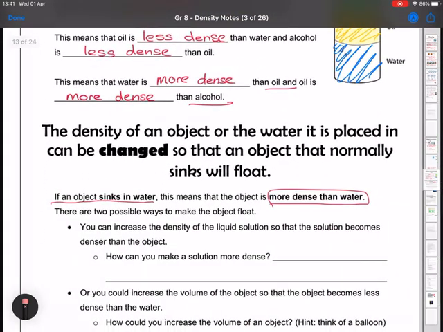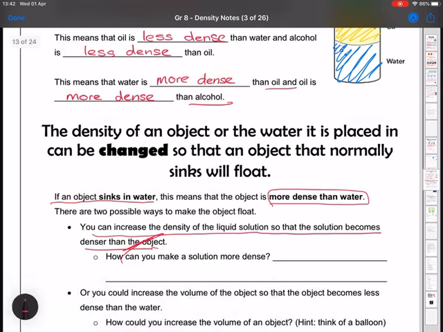There are two possible ways to make the object float. If you wanted to make the clay float, you could either increase the density of the liquid that the solid is in. So you increase the density of the liquid solution so that the solution becomes denser than the object. Say, for example, if I put the clay into a pot of molten metal, then the metal would be more dense than the clay, and you'd actually have clay floating on top of a pot of molten metal.